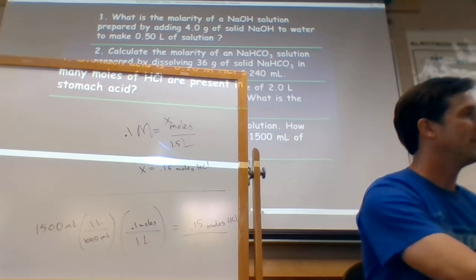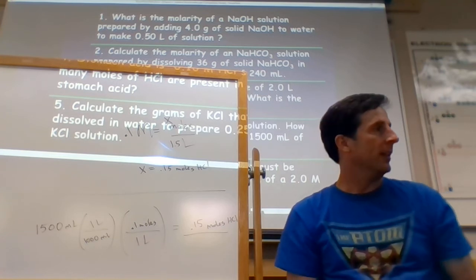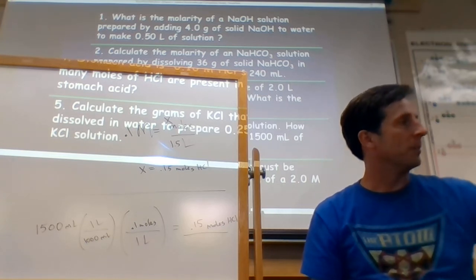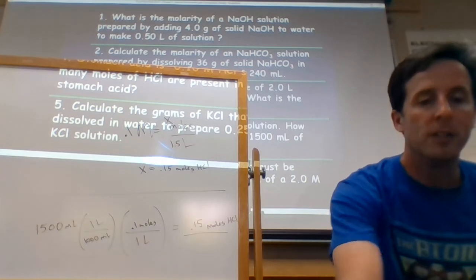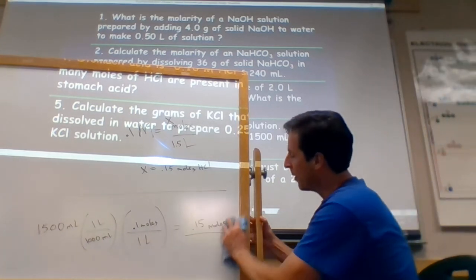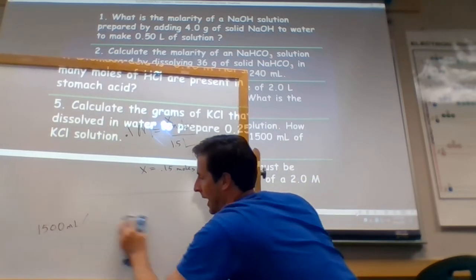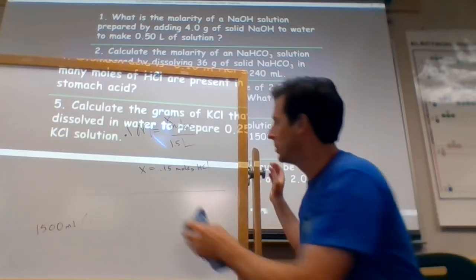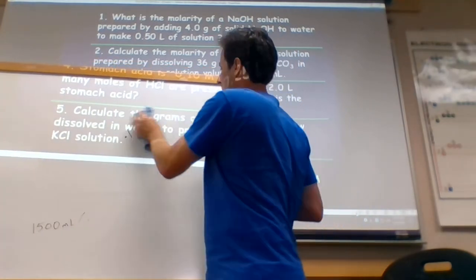All right, and then the last question. Calculate the grams of KCl that must be dissolved to make 0.25 liters of a 2 molar solution. This would be a very common problem. If you are making a solution, the first calculation you have to do is decide how much of the solute you need.